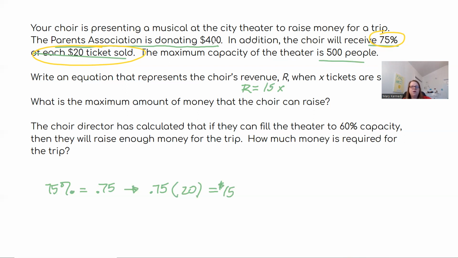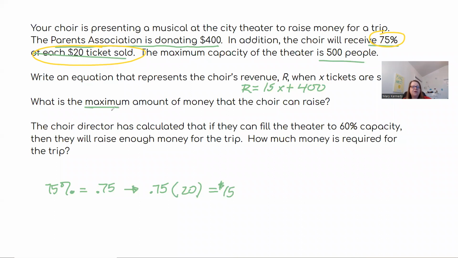And then don't forget the $400 plus, no matter what we sell, as far as tickets go, we always have that $400 that we know we have because that was a donation. So that's the revenue. That's the amount of money that we're going to make from this fundraising time that we have going on here. All right, so that's our equation.